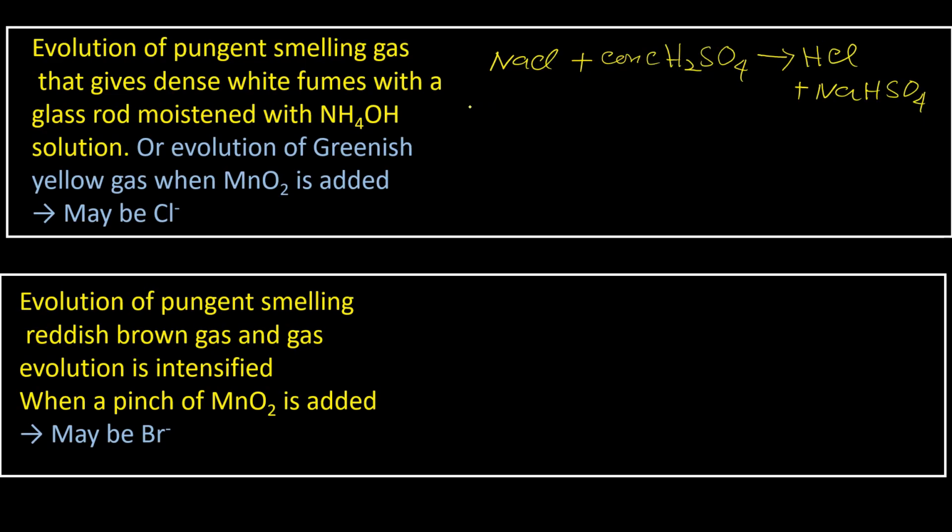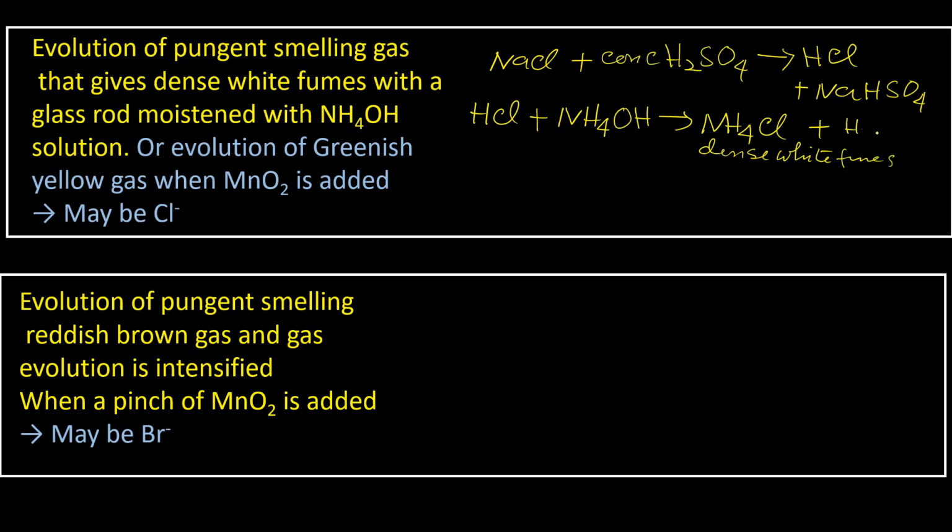Now, this hydrogen chloride gas is evolving, and you have dipped one glass rod in ammonium hydroxide and held it over it. So, it will be just like an acid-base reaction. Then what will be formed? Ammonium chloride will form, which gives the dense white fumes, plus here water. Okay. Then it may be chloride.